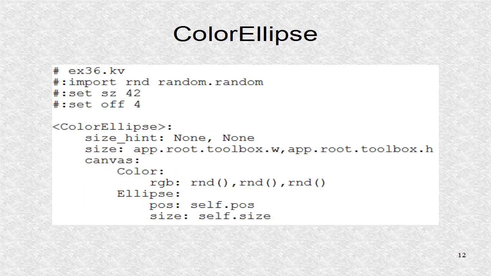12. In the Kivy file, the random function is imported from the random module with alias of rnd. The random function returns a number from 0 to 1. Next 2 variables are set, SZ and off. The Kivy for the first widget is added. It gets its size from the W and H properties.